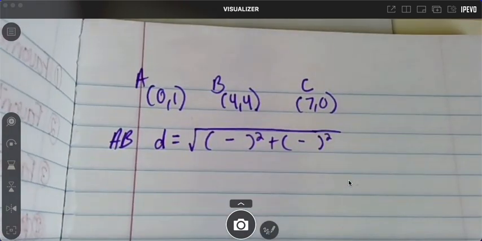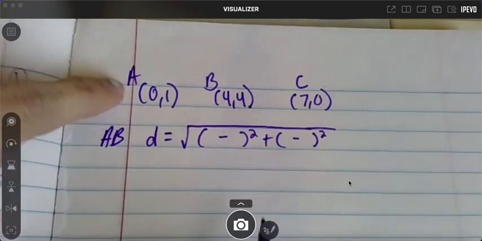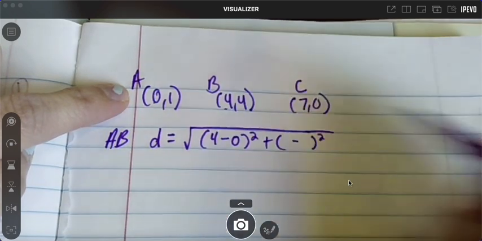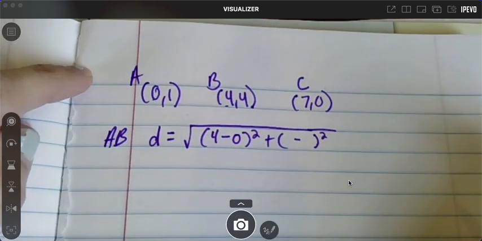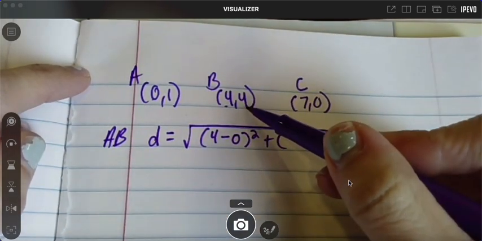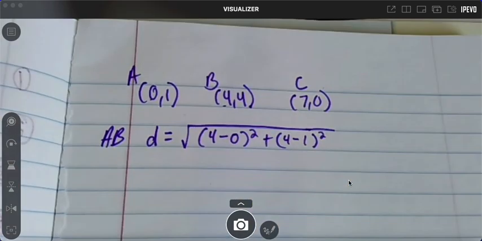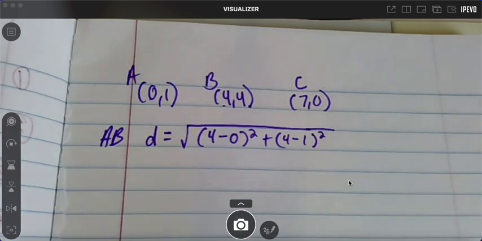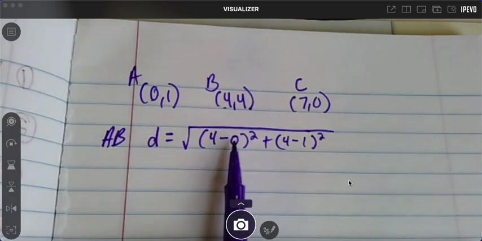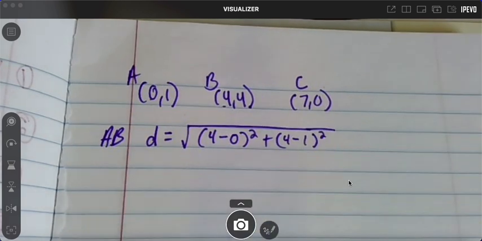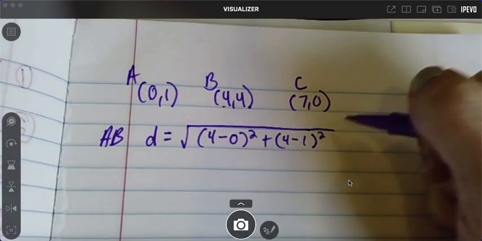What do they do first? X's. So for A and B, what's 4 minus 0? I'll put that there and we'll figure that out. And then for my y's, what am I going to put? 4 minus what? 1. Questions real quick on what I just did. Your distance formula says subtract your x's, square them, plus subtract your y's and square them. That's all I wrote down. Is everybody good with that?